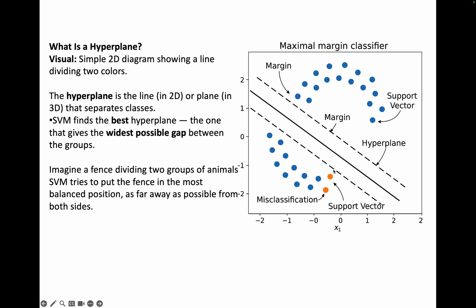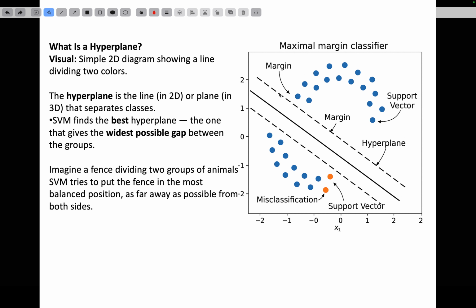You understand my point, right? This is a 2D hyperplane, and the SVM best hyperplane is the one that gives you the widest possible gap. So for example, the more the gap is here, that means the classes are far away from each other. So think of these two groups of animals, and you put a fence between them, and keep them as far away from each other as possible to avoid any mixing.